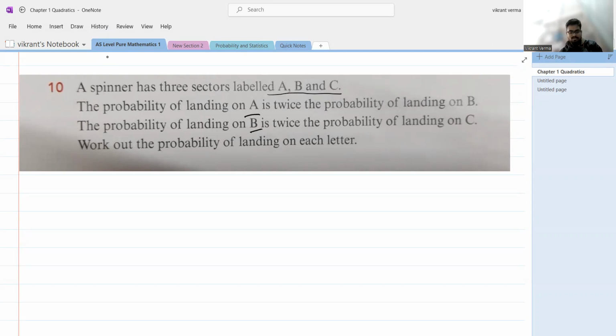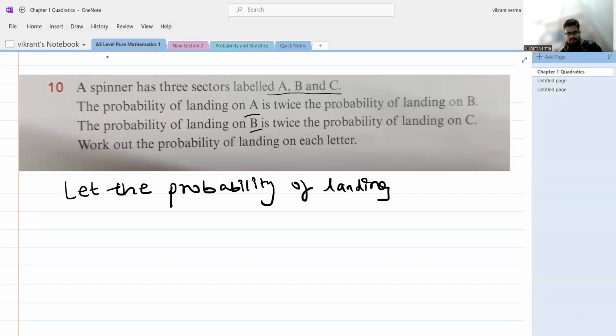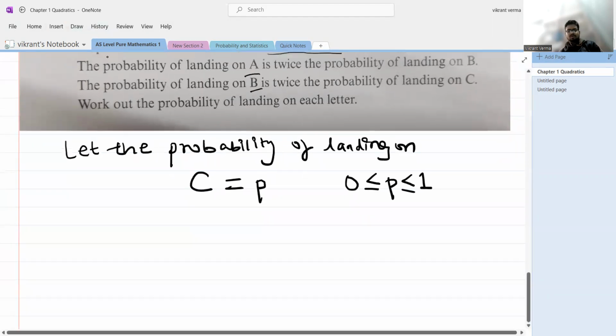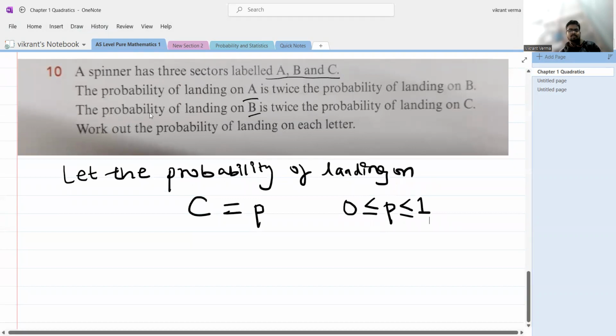So the solution will start: let the probability of landing on C be equal to small p. The value of small p, as you know, since it denotes a probability, will lie from 0 to 1.